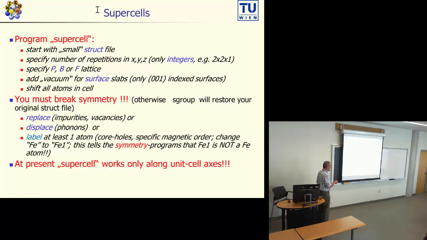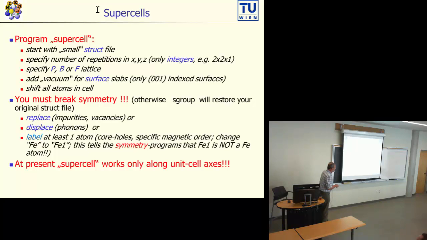I could displace one particular atom from its equilibrium position, make a displacement, for instance, for phonons. Or, and that is one of the options which is very often used, I could label one atom. And labeling means I'm changing, for instance, iron to iron 1. There was this extra label field in the structure generator, if you remember. And this tells the symmetry programs that iron 1 is not an iron atom, but it's something else. It's like if you put cobalt instead of iron, they are no longer equivalent by that.